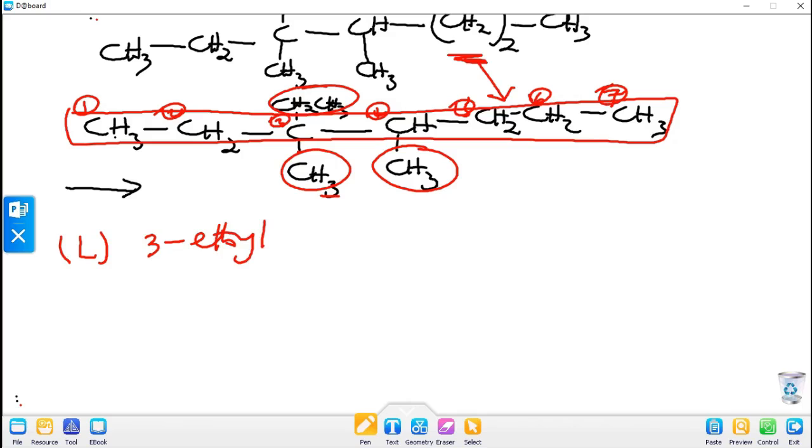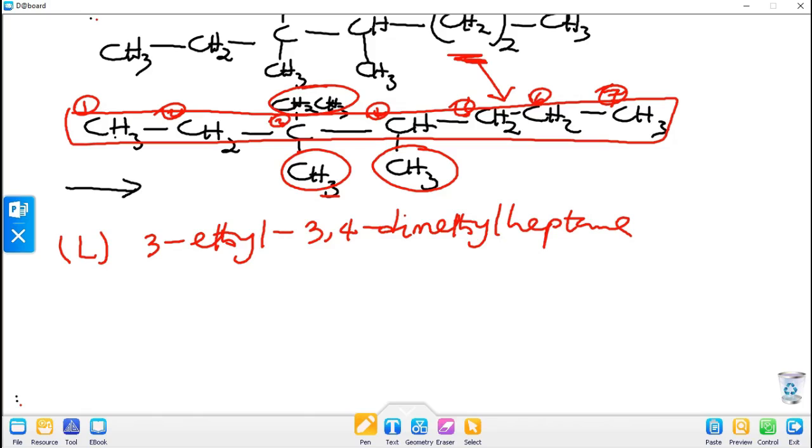Next is 3,4-dimethyl. Can you see that? And last of all, heptane. So, this is what it's going to be. Counting from the left-hand side, we have 3-ethyl because ethyl is attached to the third carbon, counting from the left-hand side.